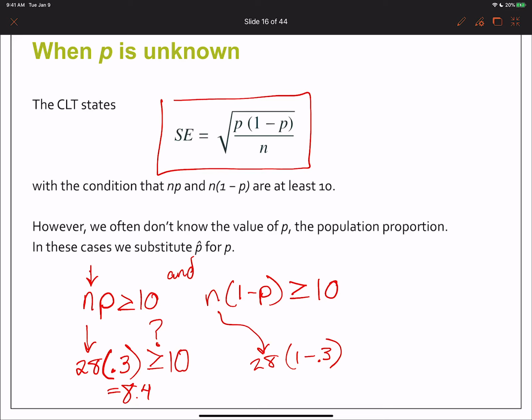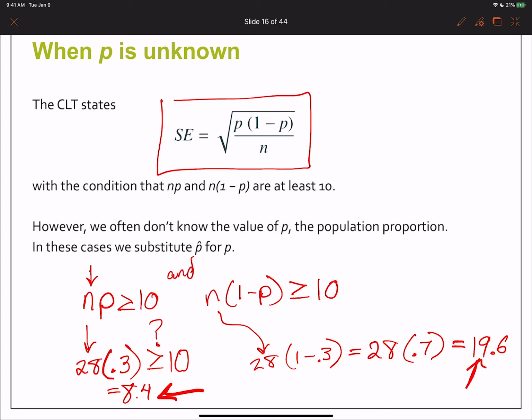And when we do that, what do we get? So 28 times 0.7. What's 28 times 0.7? 19.6. So we have 19.6 people in the class who do not like the color red, and we have 8.4 people in the class who do like the color red, right? So one of these requirements works out and the other does not. This one works because that is bigger than 10, isn't it? But this one is not bigger than 10.